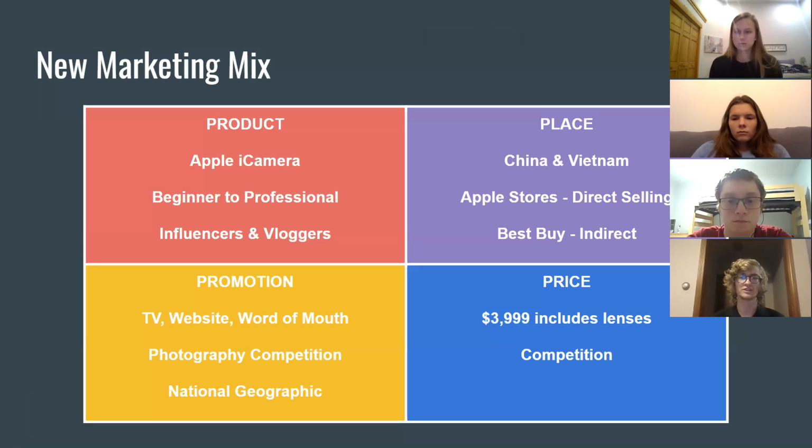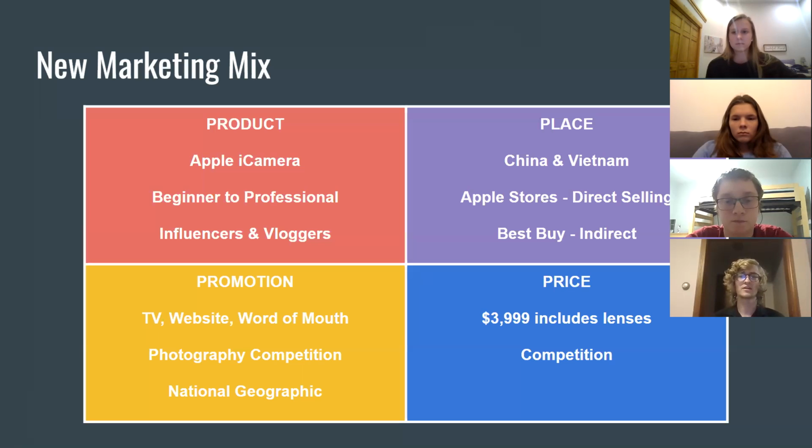Then National Geographic: giving National Geographic these cameras to use, and then publishing their pictures, because everyone knows National Geographic is one of the best places for photography. And if they're using this camera, why wouldn't you want to use it?